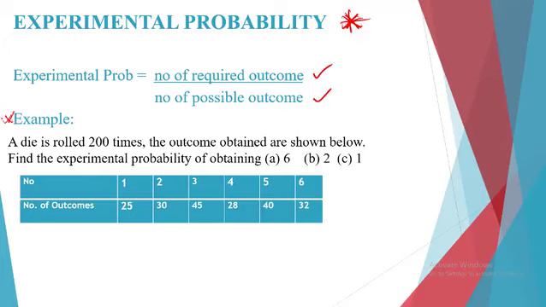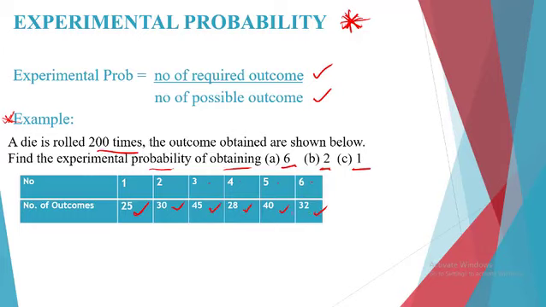Let's take an example to explain that. A die is rolled 200 times. The outcomes obtained are shown below. Find the experimental probability of obtaining A, 6, B, 2, C, 1. Now, that's very simple. Here we have the number of chances of occurrence. We have 1 to 6, and then we have their number of outcomes. When a die is thrown 200 times, 1 appeared 25 times, 2 appeared 30 times, 3 appeared 45 times, 4 appeared 28 times, 5 appeared 40 times, and 6 appeared what?